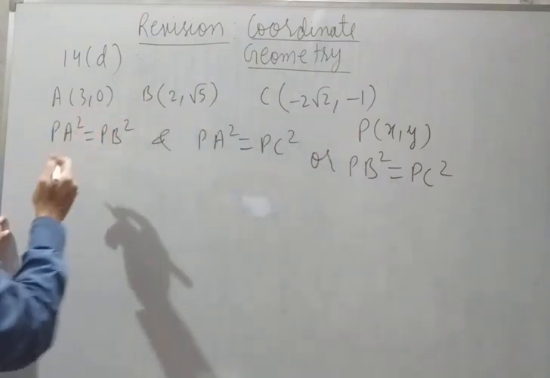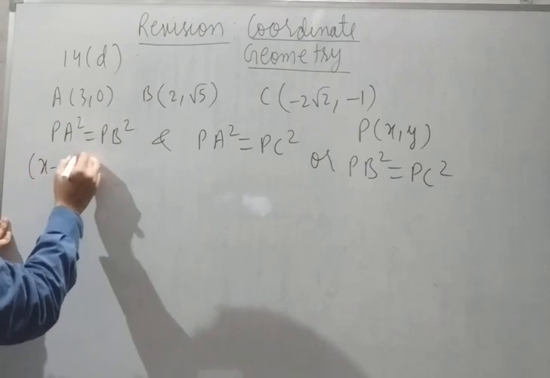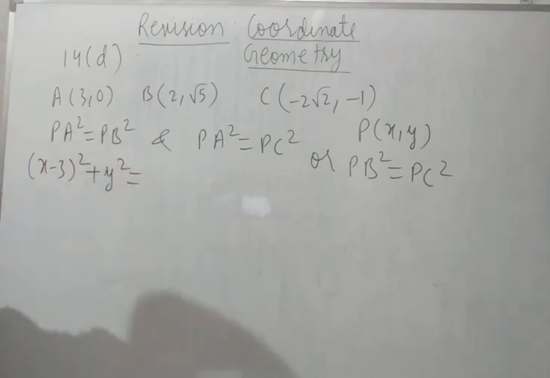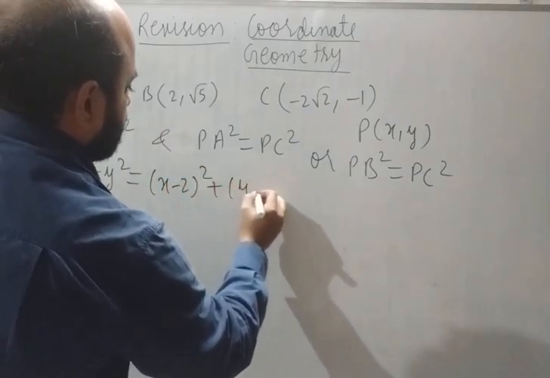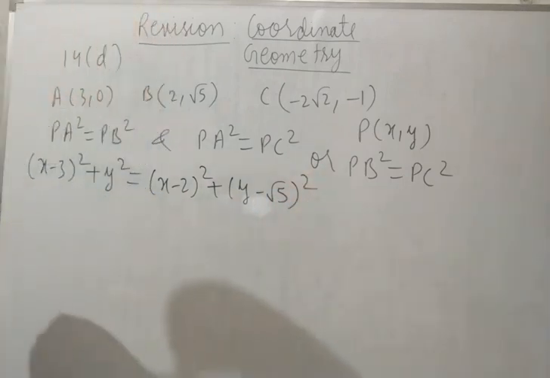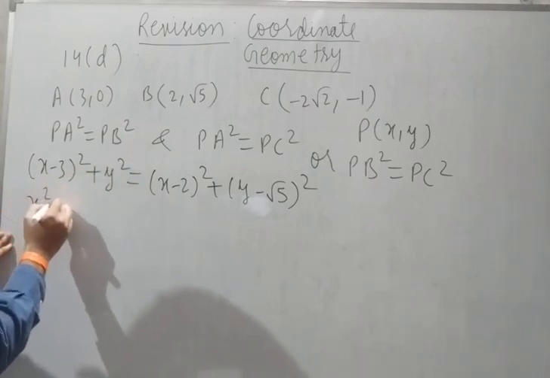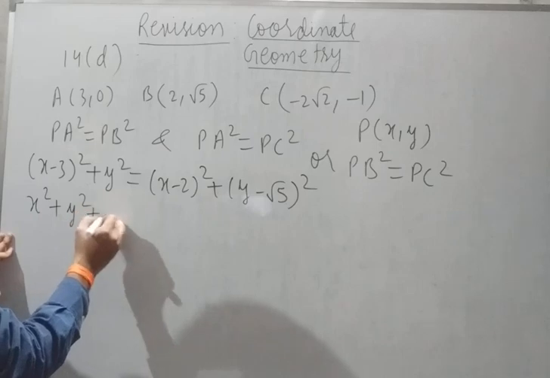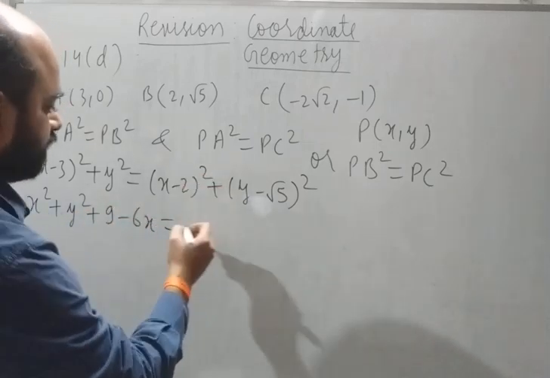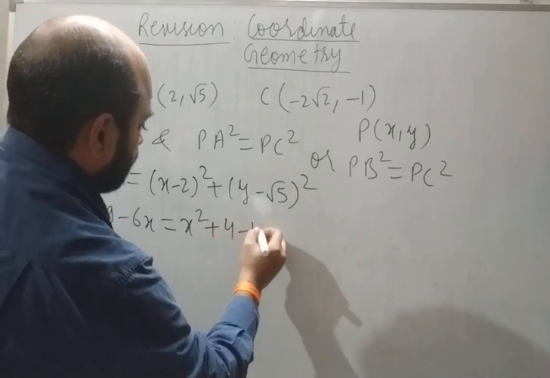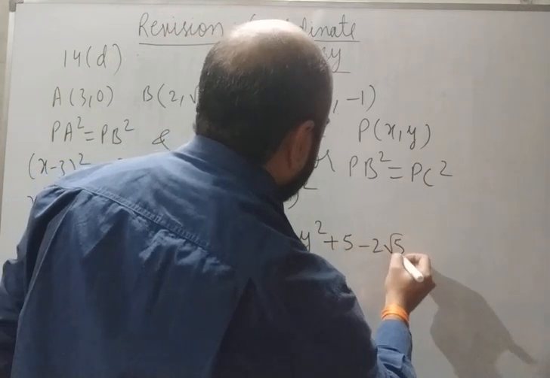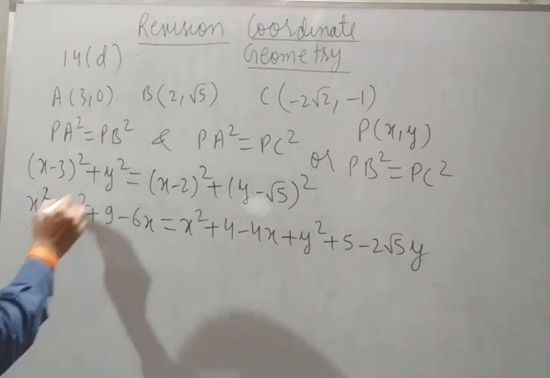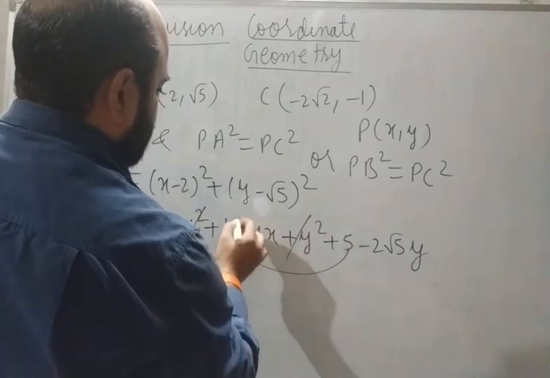PA square will be x minus 3 whole square plus y minus 0, that will give y square. Now PB square, x minus 2 whole square plus y minus root 5 whole square. Correct? So that will give x square plus y square plus 9 minus 6x. Here that will give x square plus 4 minus 4x plus y square plus 5 minus 2 root 5 y. Correct? So x square, y square cancelled. 5 plus 4 is 9, and 9 cancel.